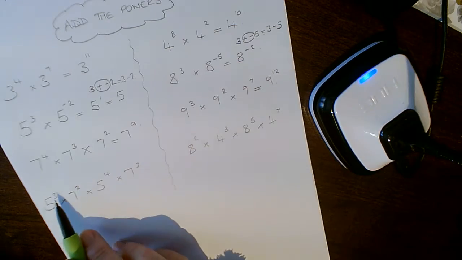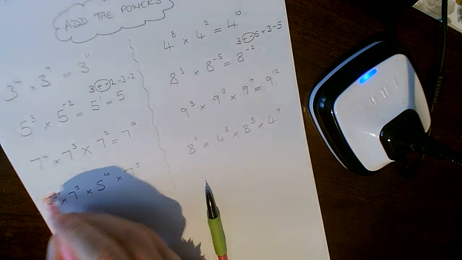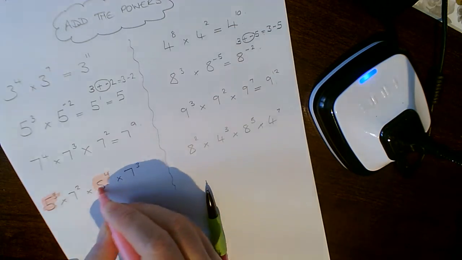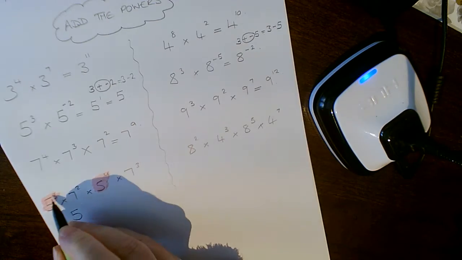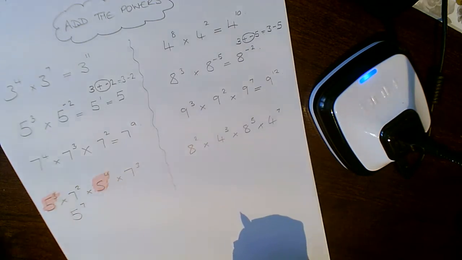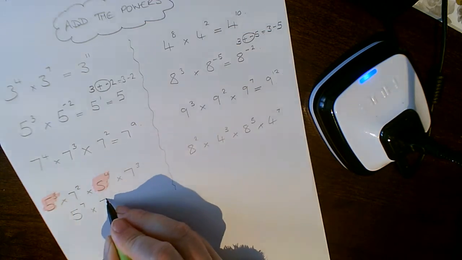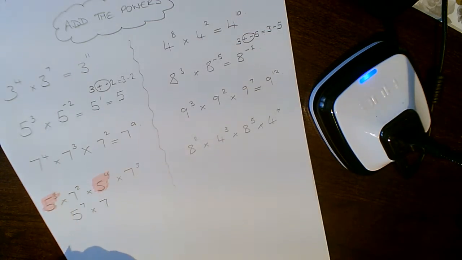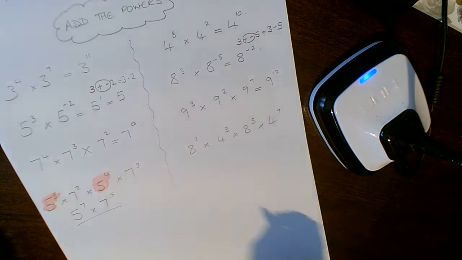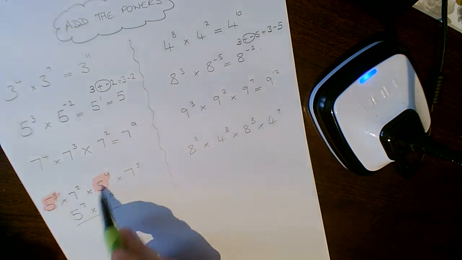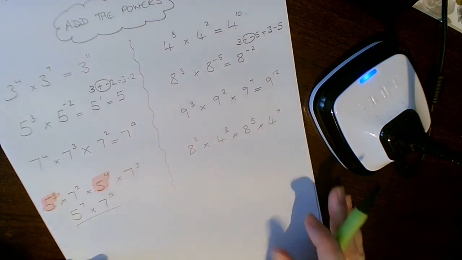Now, if you're given one like this, you've just got to split it up and deal with the ones that are the same. So I can deal with that one and that one. So that will give me 5 to the power of 3 add 4 is 7, times, and then I deal with this one. 7 to the power of 2 add 3 is 5. So deal with the 5s together, deal with the 7s together. Same with this one.